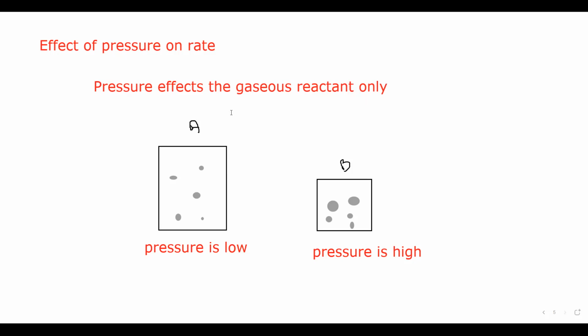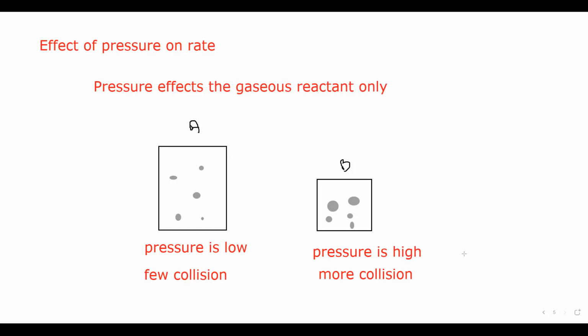So which will react faster, and in which one will the reaction occur at a faster rate? Which one has more collisions? Because it's a small area, a small volume, and more particles, the particles are closer, so they will have more collisions here, and here the particles will have few collisions. So the greater the number of collisions, the greater the rate of the reaction. So at high pressure, the reaction will be faster as compared to that of low pressure.